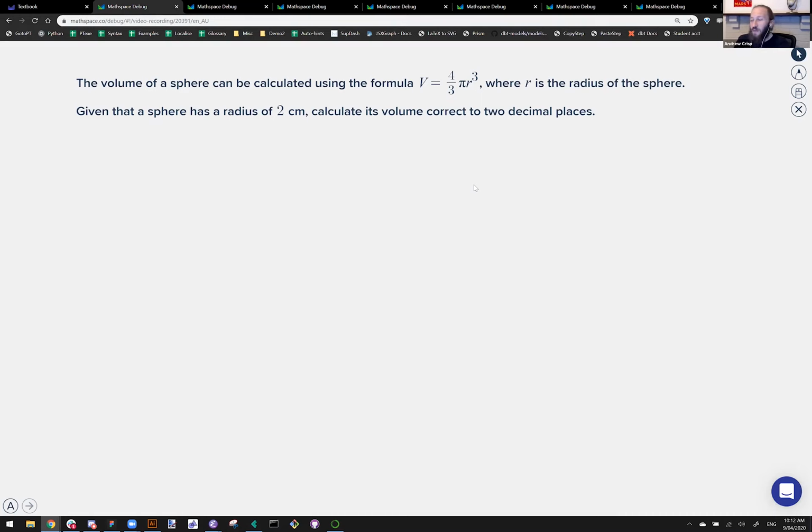Okay, so what have we got going on here? The volume of a sphere can be calculated using this formula. So I'm going to write it out. It's almost always a good idea to write a formula yourself before you start using it. So here we are. I've got V equals 4 on 3 pi r cubed.